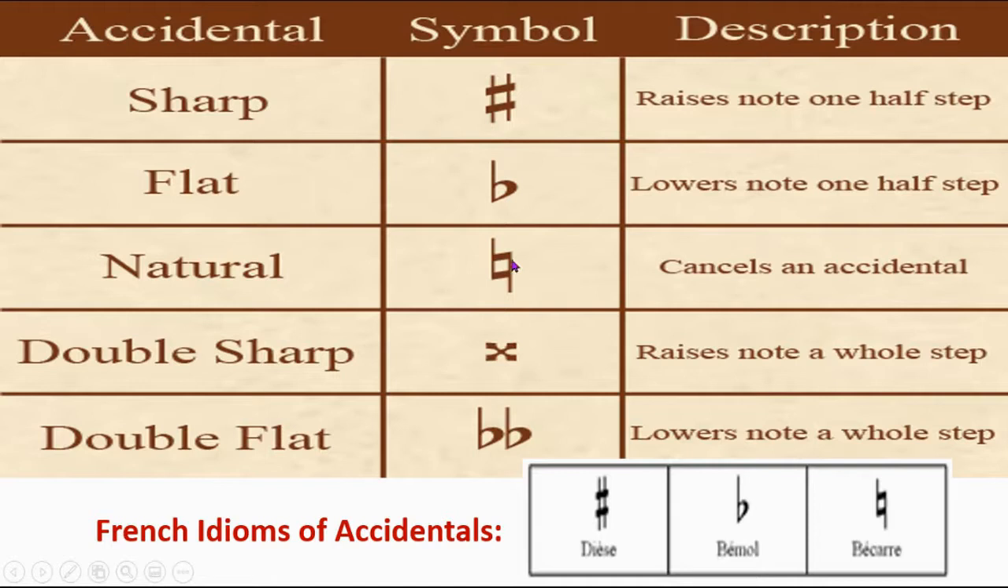Now the natural cancels an accidental. So if I had an accidental, let's say I had a si bémol before, and I put a bécarre on the next si bémol, it means that I have B again. Or sometimes I just call it si bécarre.